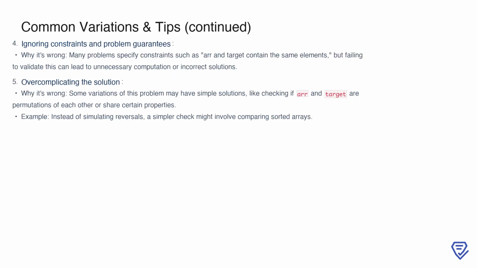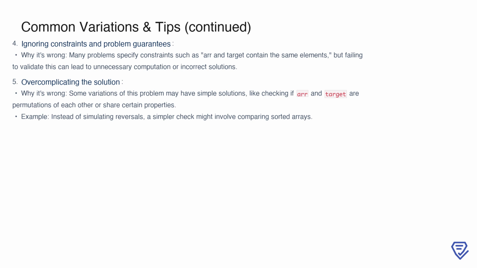Another common pitfall is ignoring the constraints and guarantees provided in the problem statement. For example, if the problem specifies that ARR and target contain the same elements, failing to validate this could lead to unnecessary computations or incorrect solutions. Always use the constraints to your advantage.